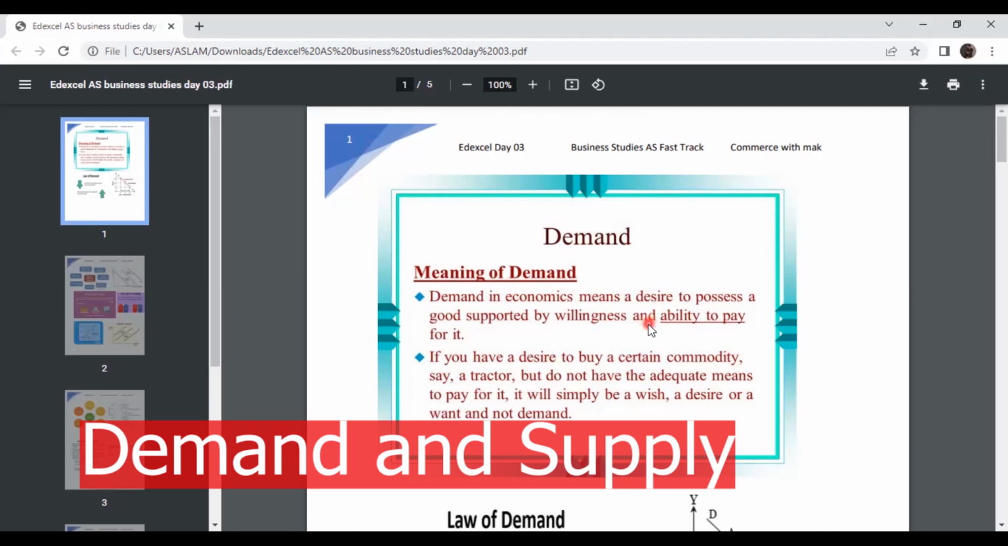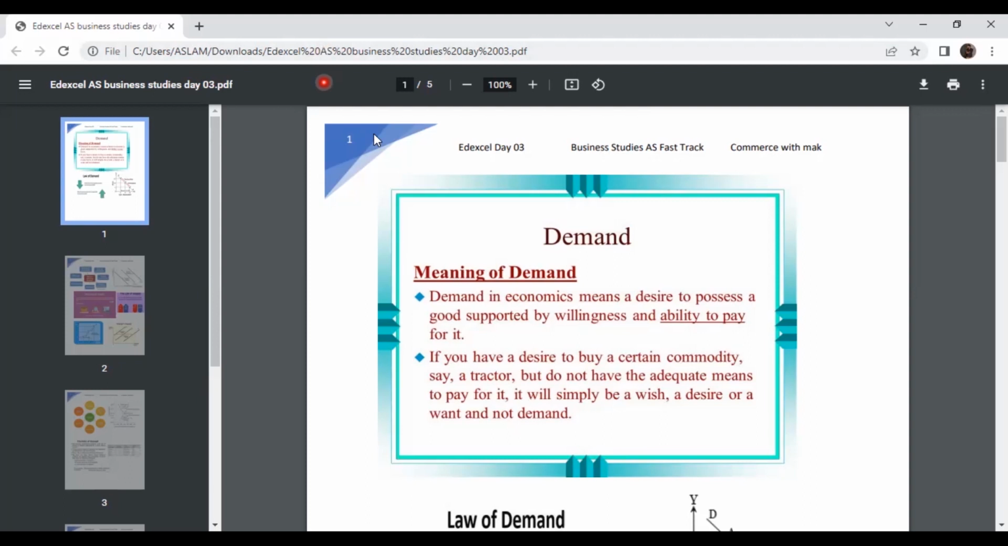Touch and do a case study with you today. So you already know what is a demand. Demand means the willingness and ability to purchase a product. Demand in economics means a desire to possess a good supported by willingness and ability to pay for it.